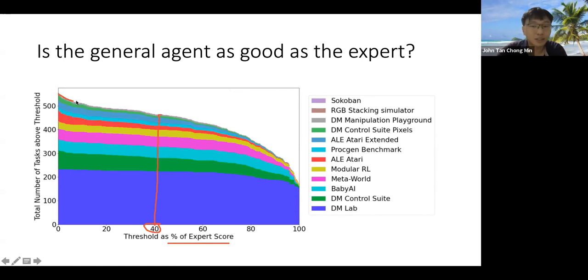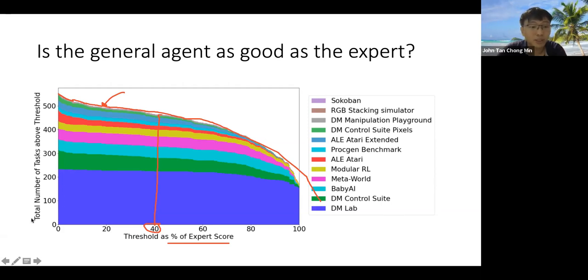So this top part here, I think it's Sokoban. Not too bad actually, Sokoban. That means for Sokoban, the environment is similar for most of the time, so you can match the expert score quite well. Y'all can see what's the worst environment that doesn't match the expert that well.